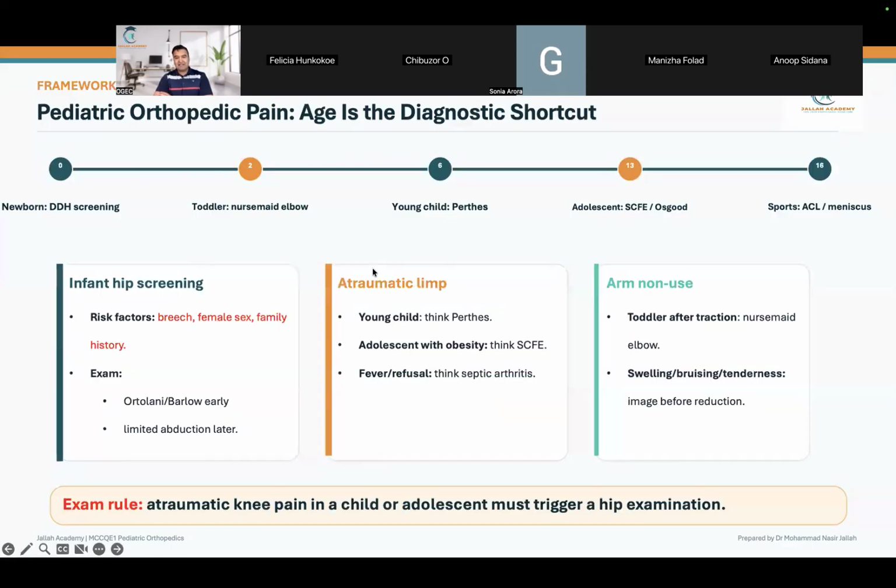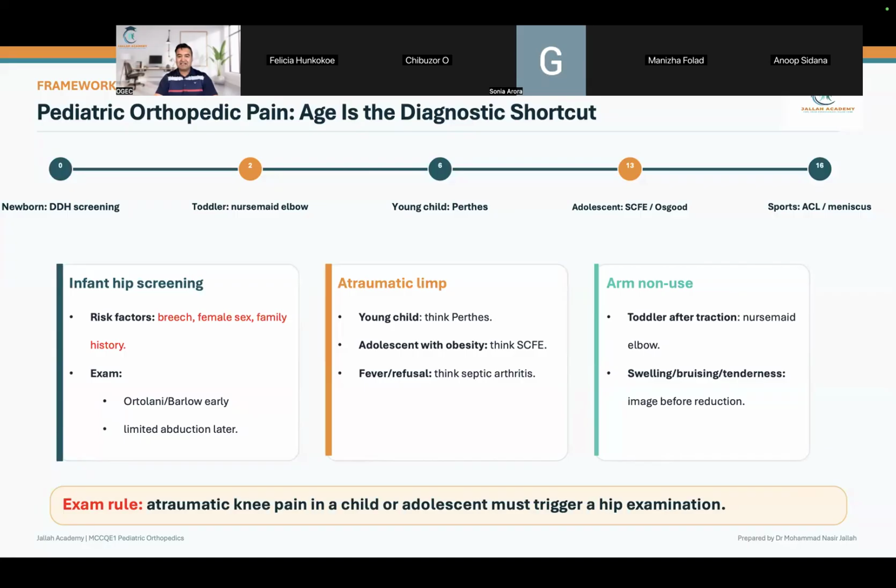Okay, now this is a very nice slide. I would really like you to take a screenshot or just memorize it because it helps you a lot. So newborn: when you do screening for developmental dysplasia of the hip, it happens anywhere between 0 to 4 to 6 months. It can happen later on, but mostly it's going to be in this age range.